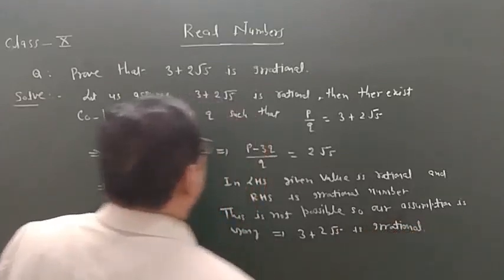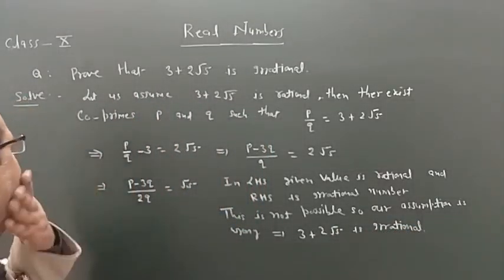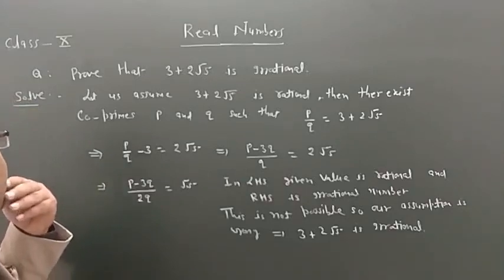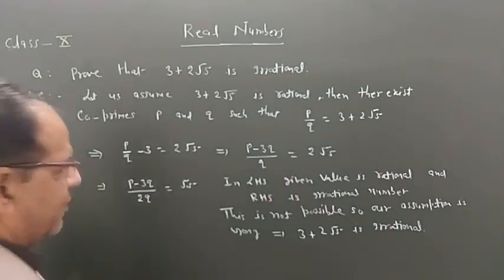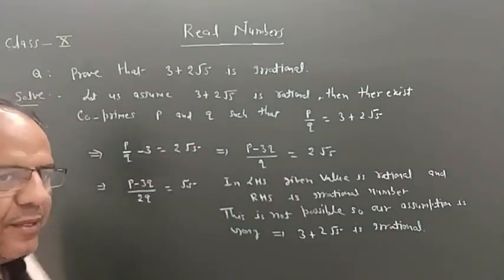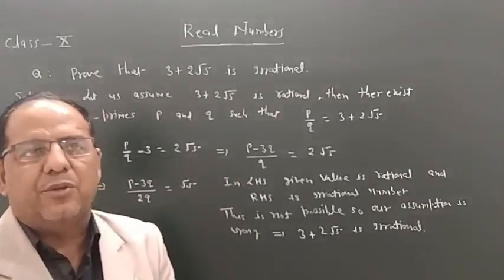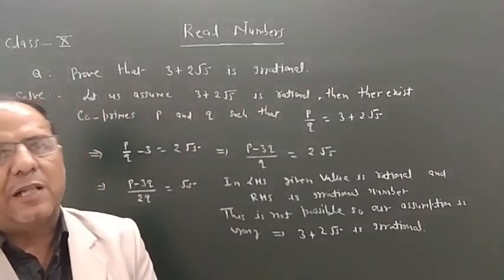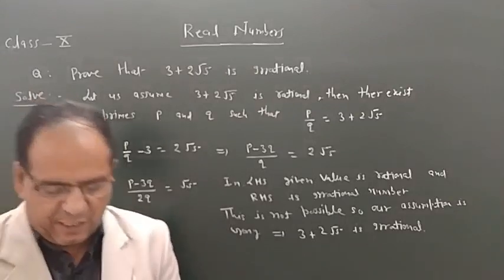So these are some examples based on the theory: if any prime number divides the square of any positive integer, then this prime number also divides the positive integer.